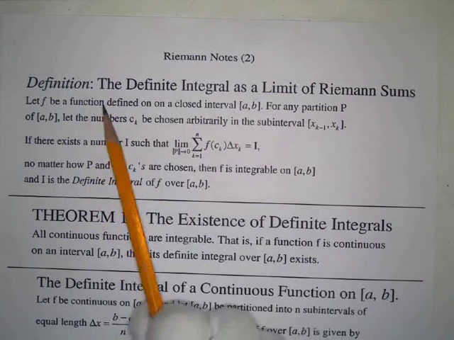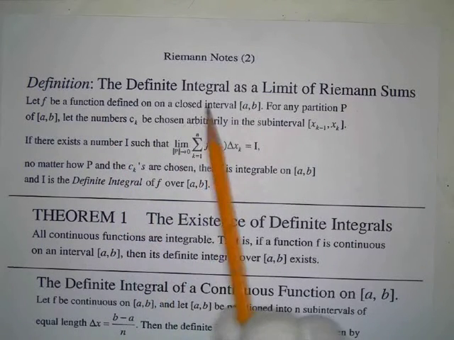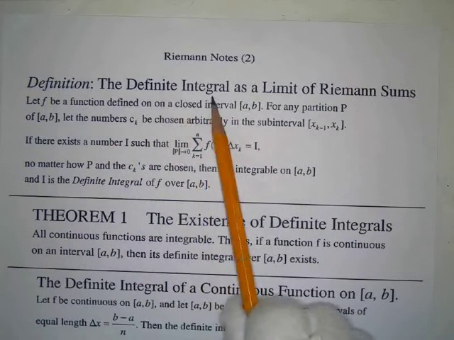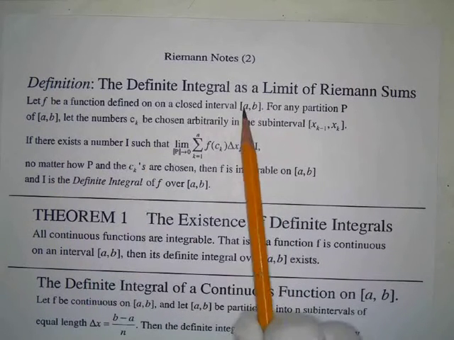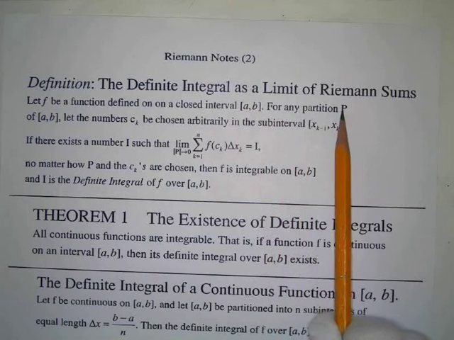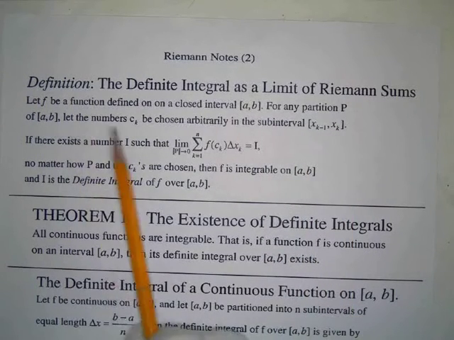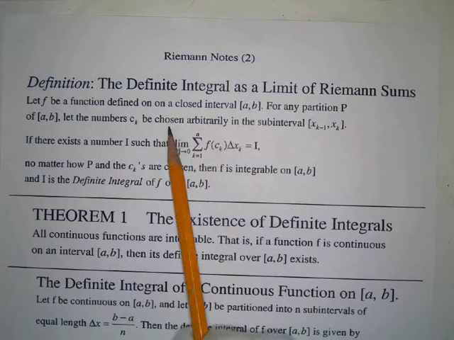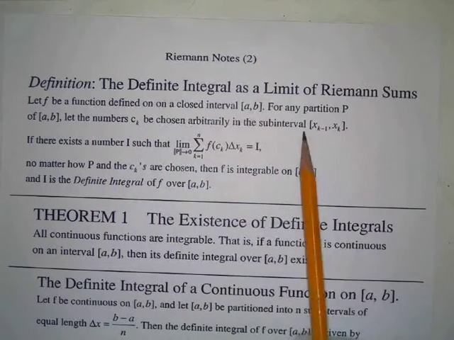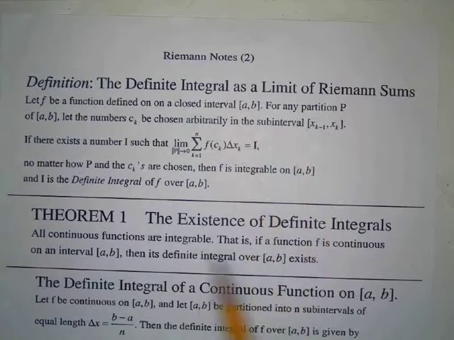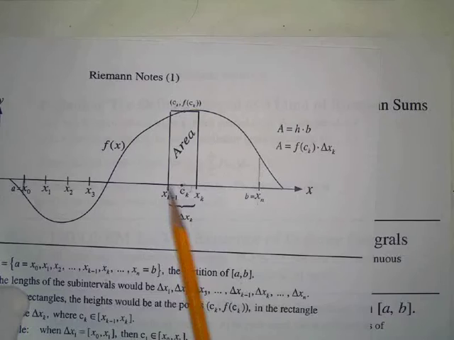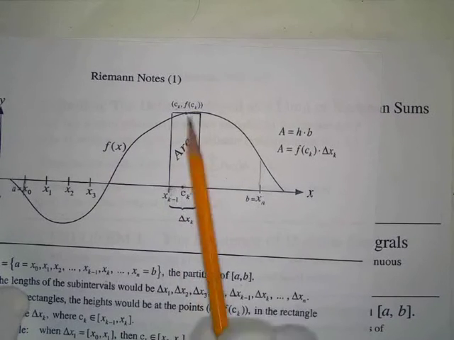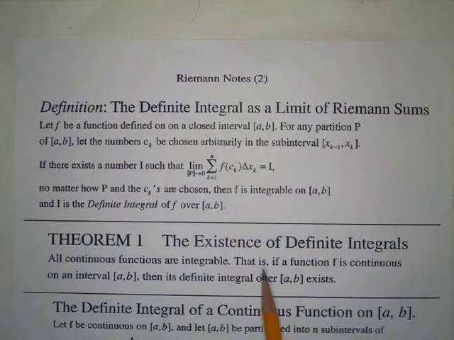Okay, so the definition: the definite integral as a limit of Riemann sums. Let f be a function defined on a closed interval [a, b], for any partition P. Remember, that's how we divide up the subintervals of [a, b]. And let c sub k be chosen arbitrarily in the subinterval. We talked about that. So again, c sub k is this number here that we're going to pick in the subinterval, and we're going to use that to determine the height of our rectangles. Okay?